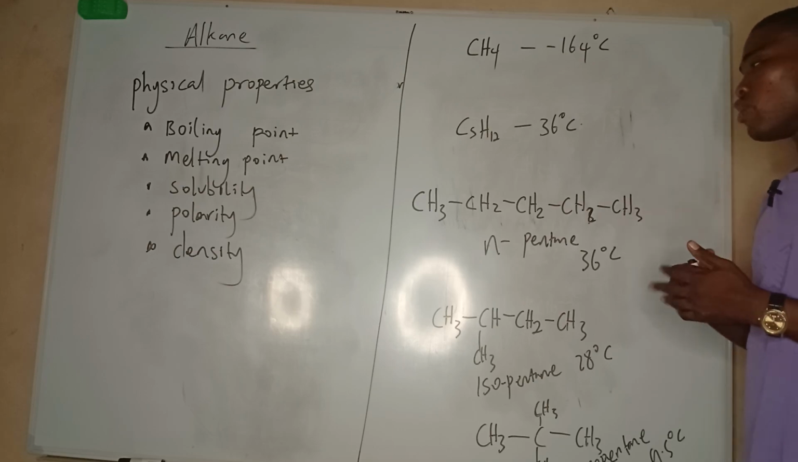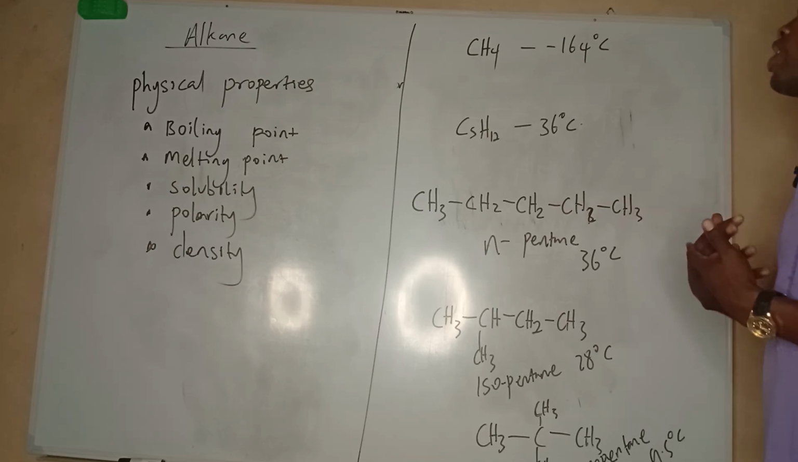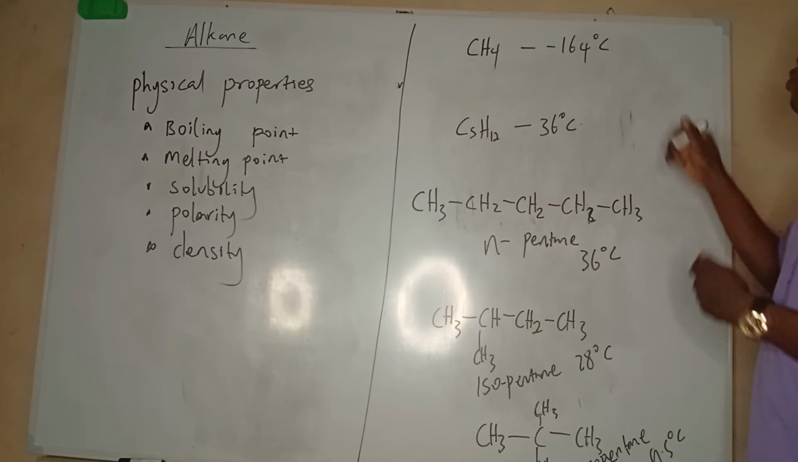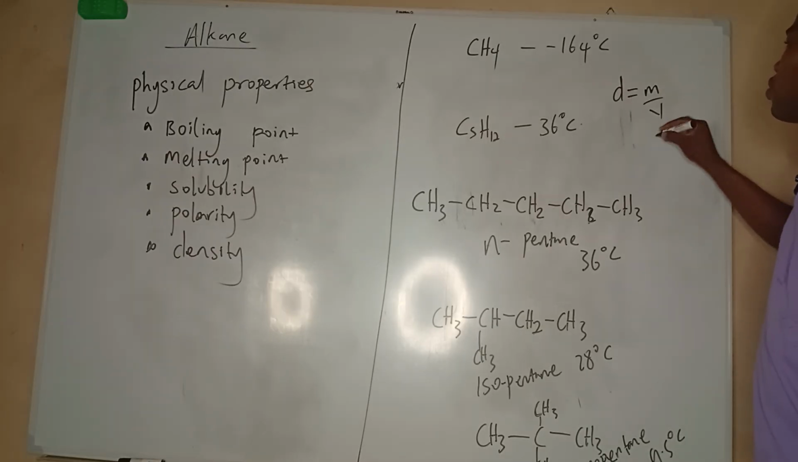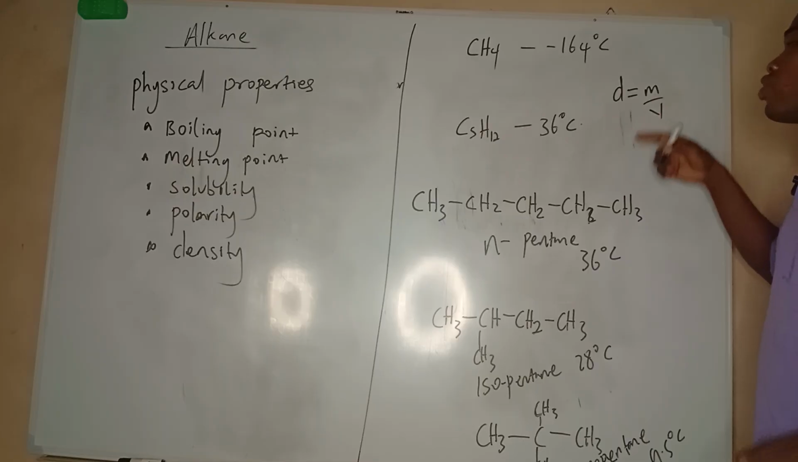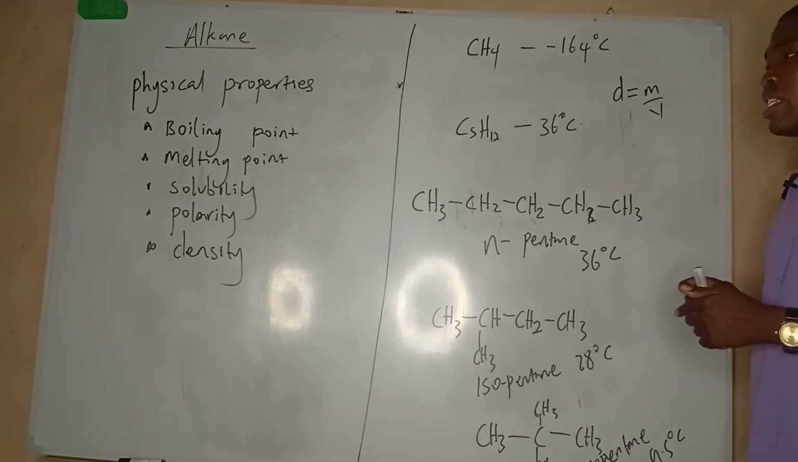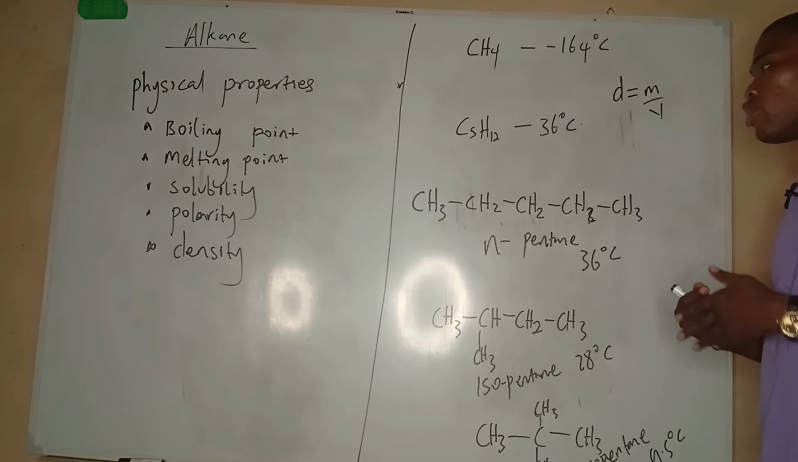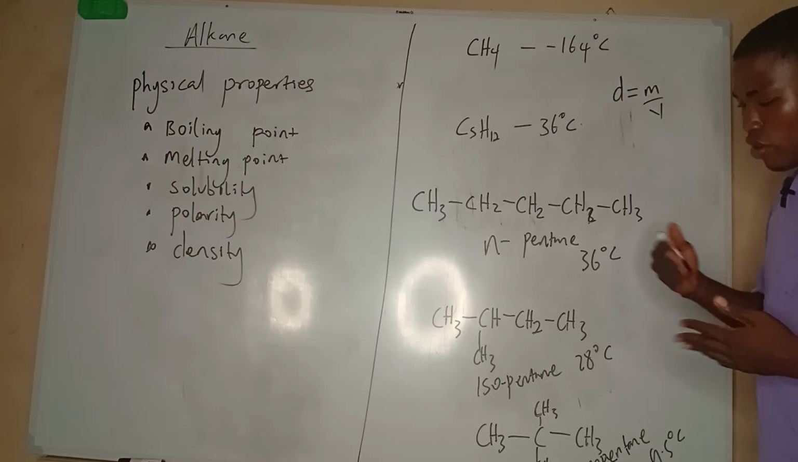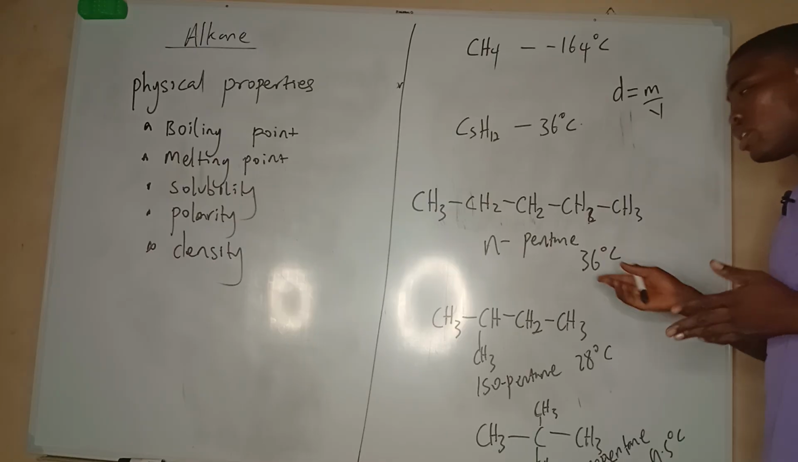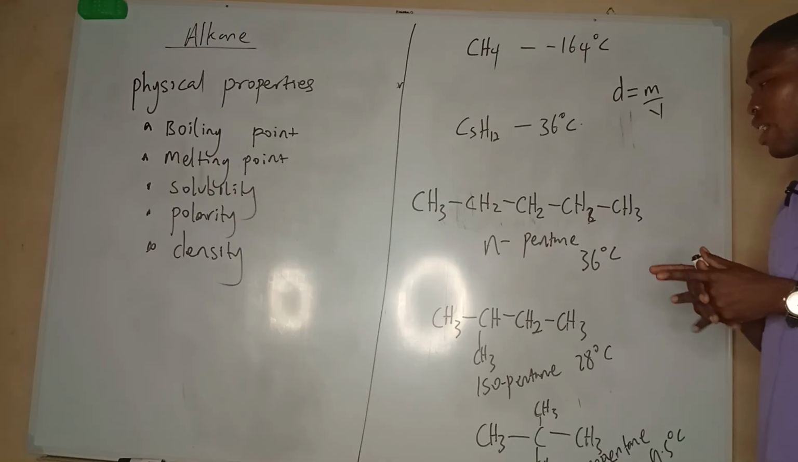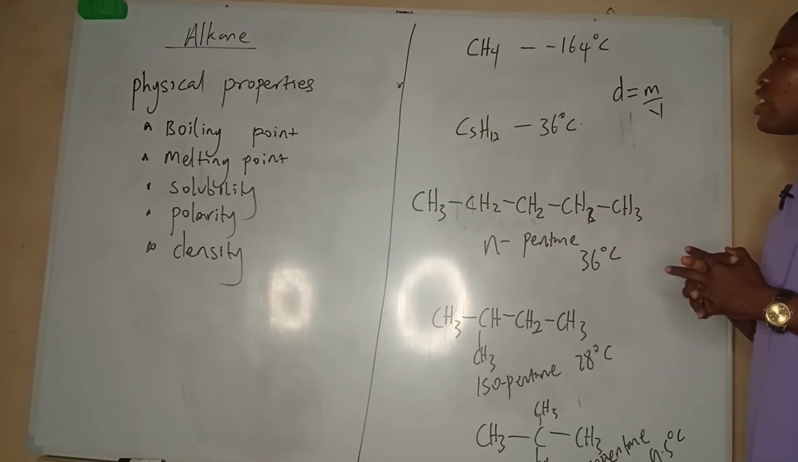Now density, please take note. For alkanes, as carbon atoms increase, density increases, because density is directly proportional to mass. Density is really mass over volume. So the higher the molecular weight, the higher the density of the alkane. Density, boiling point and melting point work together. At this point we call it a day for this video, and I have to stop here because I don't want to make it longer.